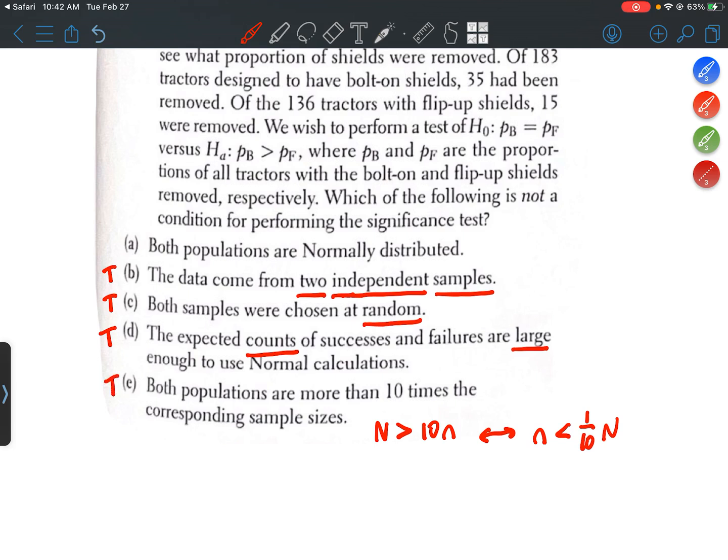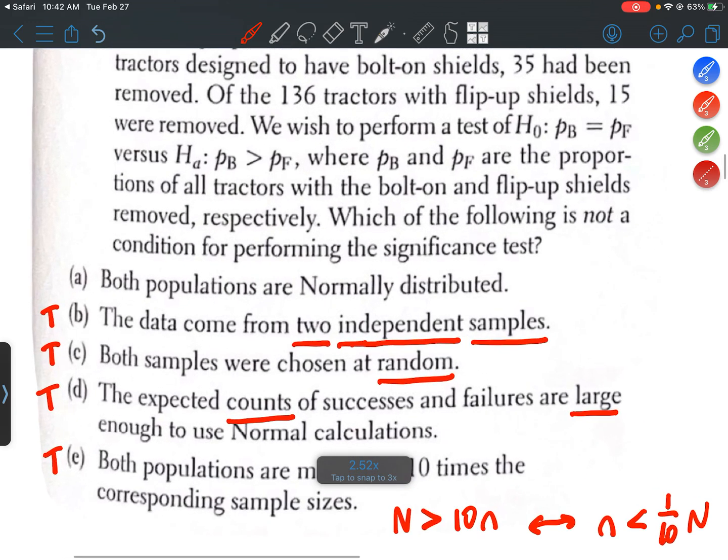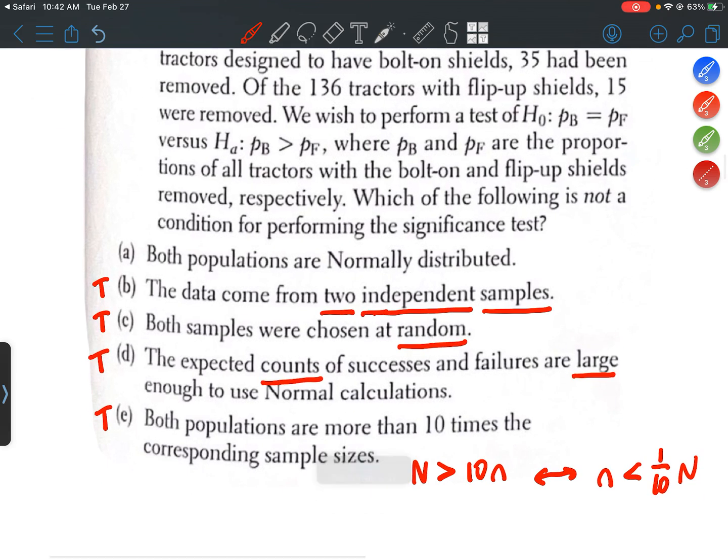So coming back to statement A, we don't need populations that are normally distributed. Yes, we are going to use normal calculations when we get the test statistic and the p-value, but the normal calculations are a direct result of satisfying the large counts. We do not need a population that is normally distributed. So statement A is the false choice.